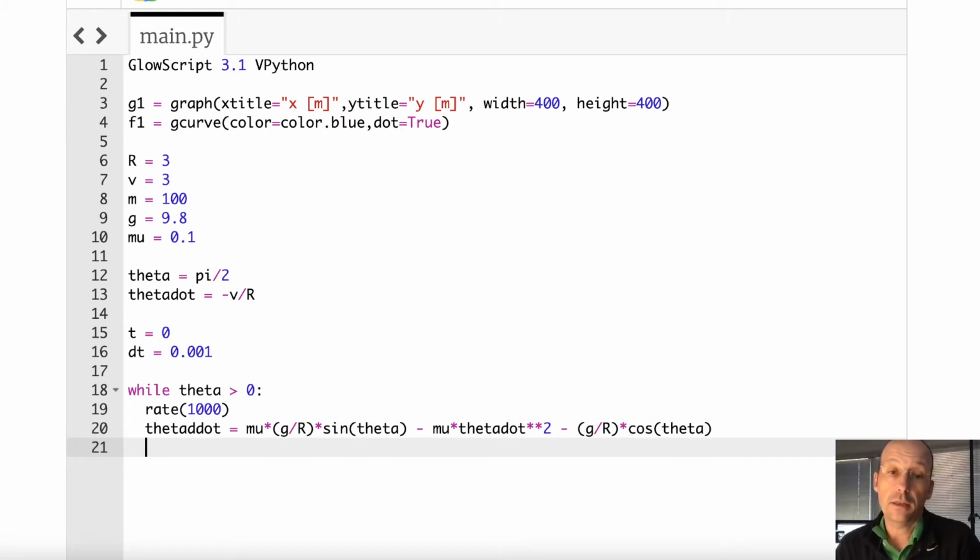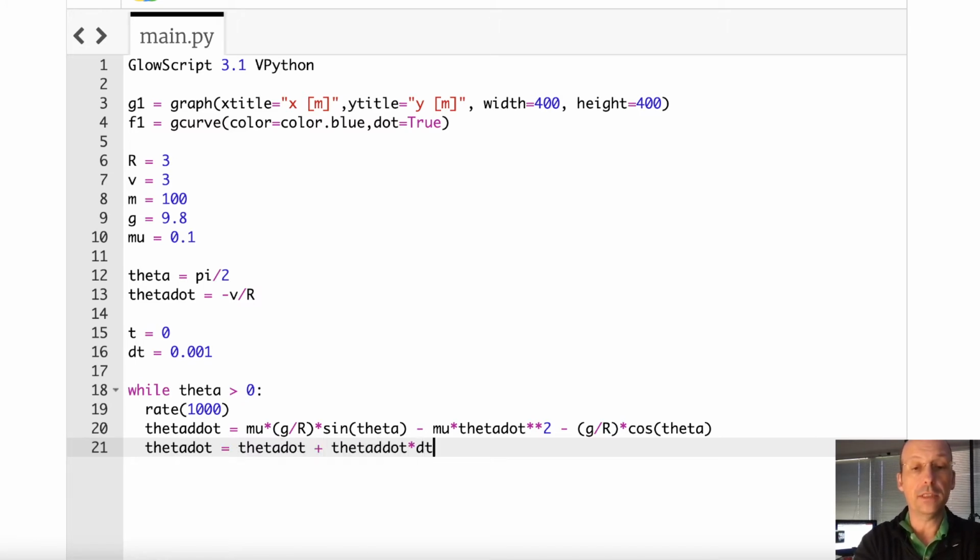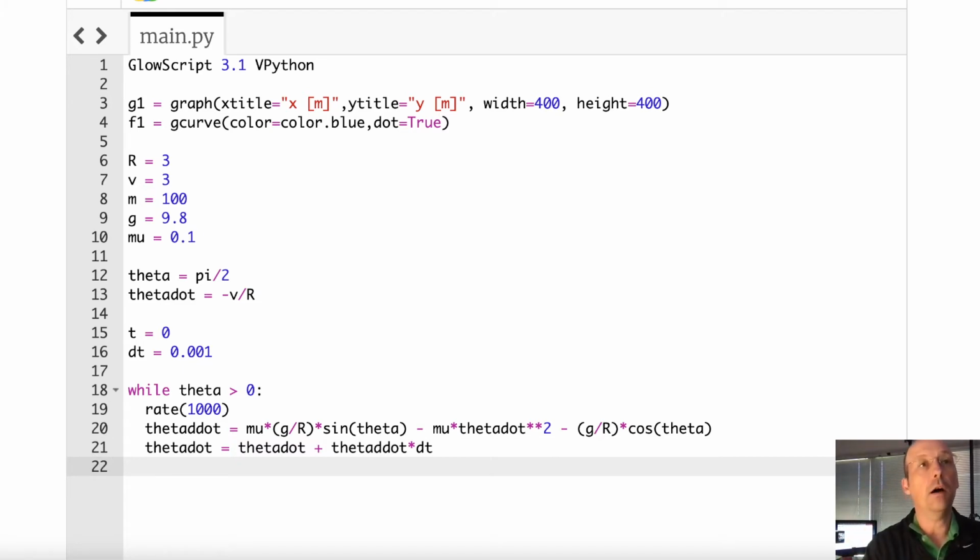Just checking, thinking, mu, I think that's right. Okay. Now I can use that to update theta dot. Theta dot equals theta dot plus theta double dot times dt. So this is an update statement.